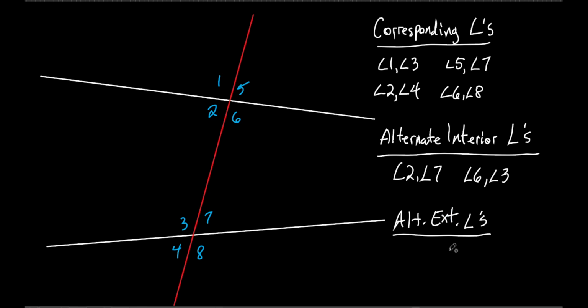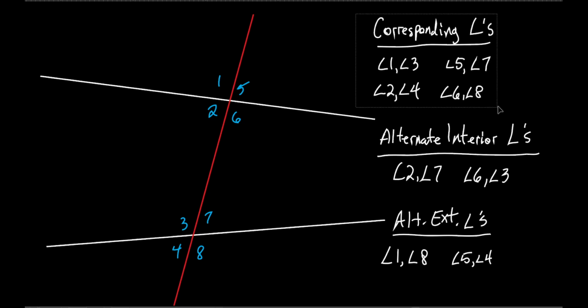So let's list the alternate exterior angles. Which ones are the exteriors? 1, 5, 4, and 8. So which ones are alternate exteriors? Angle 1 is an exterior angle. Which one is alternate to it? It's 8, all the way down here. See how it's up at the top left and this is at the bottom right? So angle 1 and angle 8. What's your other pair? Angle 5 and angle 4. Good. They're my alternate exterior angles. We got one more set.